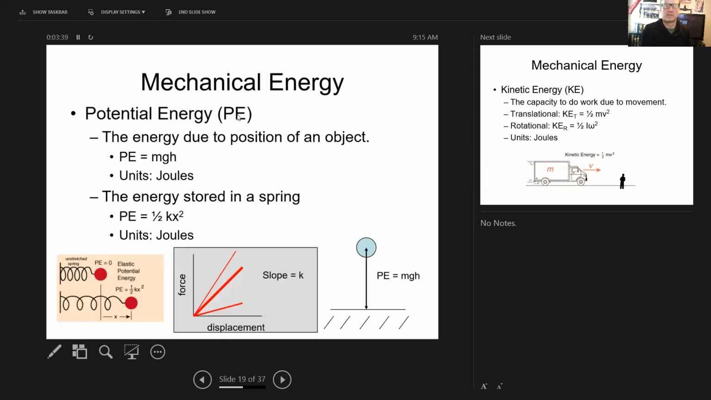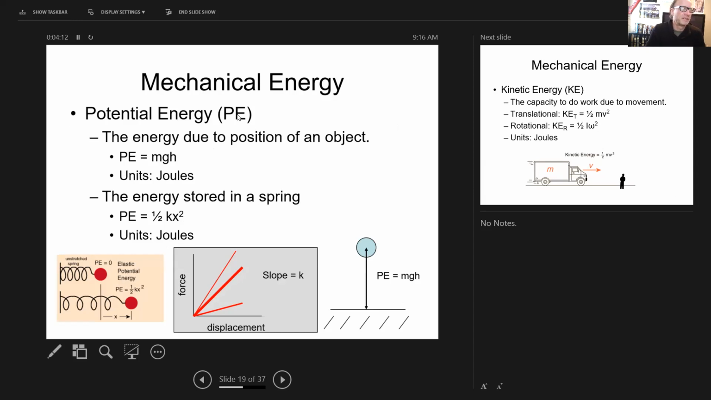All right, potential energy, a little bit more on this. The energy due to position of an object, I mentioned the equation already: PE, potential energy, is mass times the acceleration due to the force of gravity times the height of the object. The units are joules. All forms of energy have units of joules. So any form of energy that I've mentioned will have the units of joules.